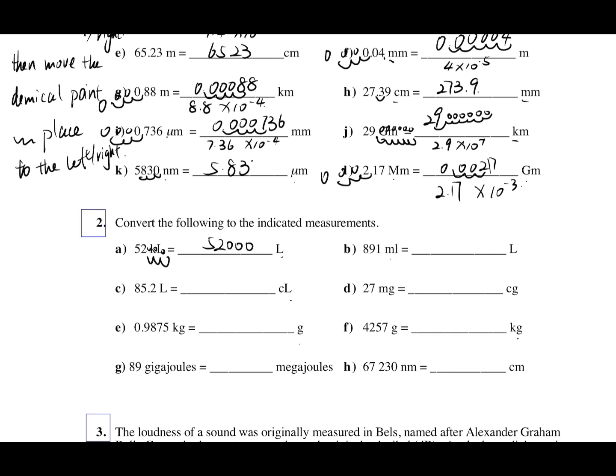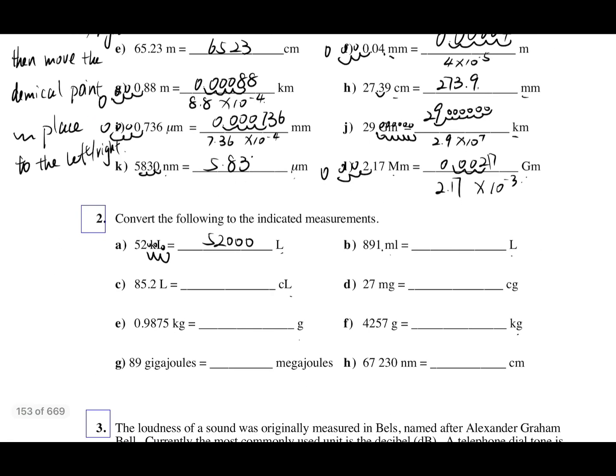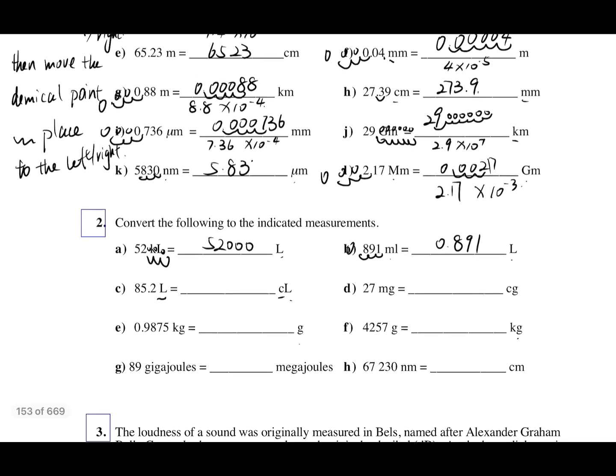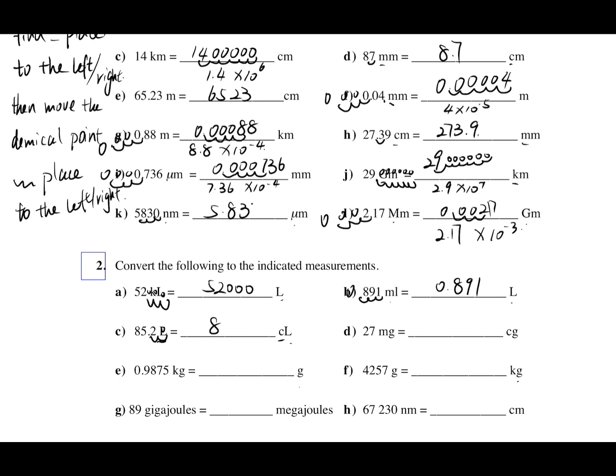And b is milli to the unit, so let's see. It's 1, 2, 3 to the left, so it's 0.891. And this one c is from unit to centi. So it's 1, 2, so it's 8520.